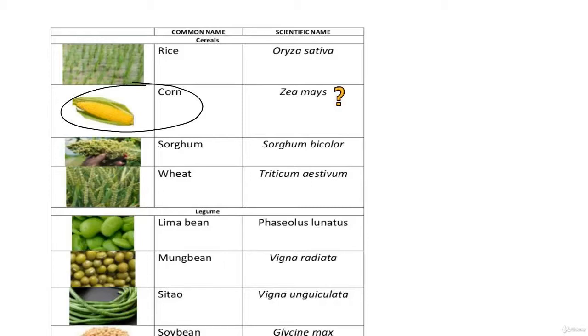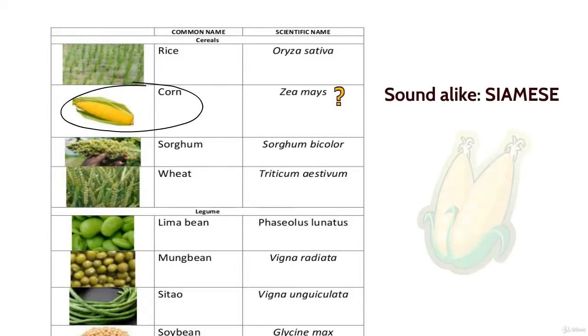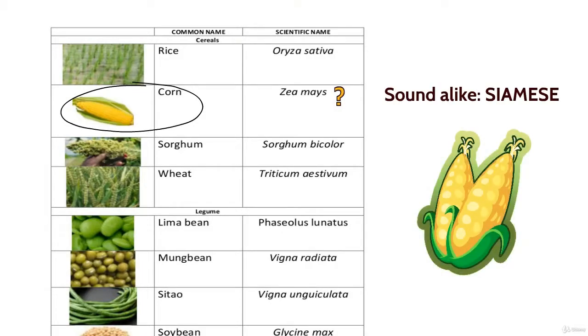Before making mental images of the words to which you do not have a meaning, you should first create a sound-alike substitute for the word. For example, the Latin name of corn is Siamese. This name sounds like Siamese, and you can remember it by imagining two Siamese corn cobs. In this way, you will learn the new word by using your current existing knowledge as foundations.